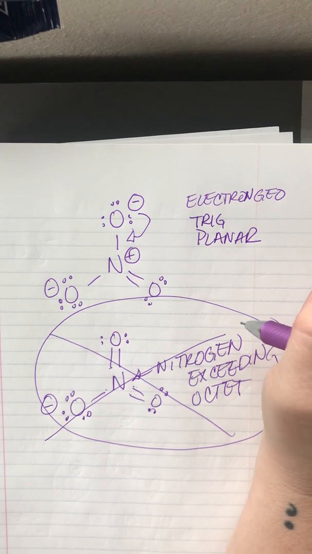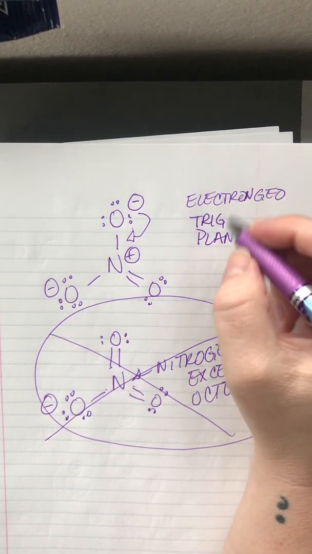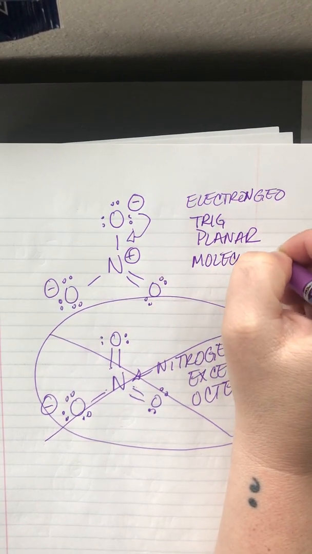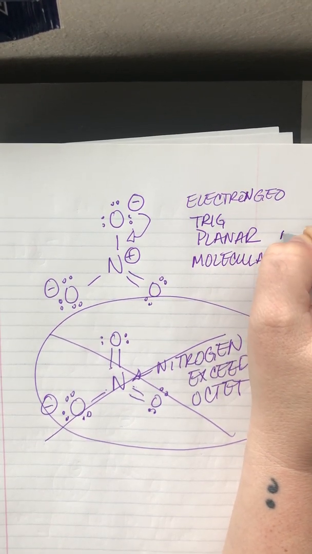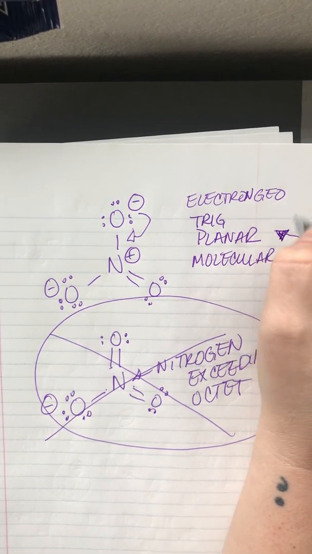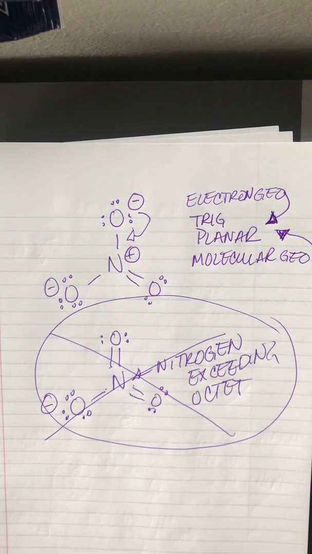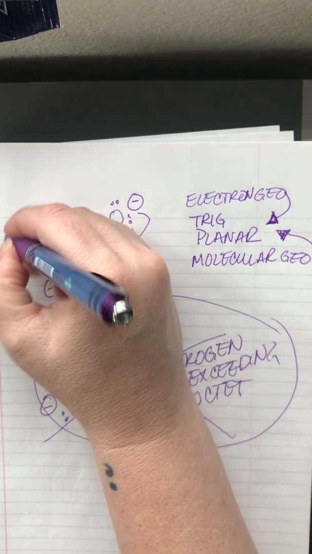And we have no lone pairs, so the molecular geometry is the same. Does that make sense? Yes. So the hybridization would be sp2. sp2, yes!